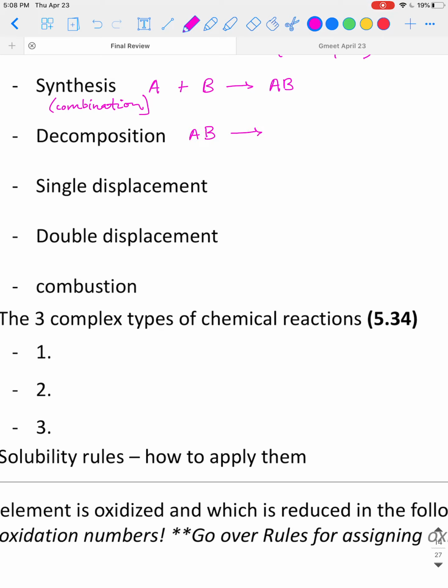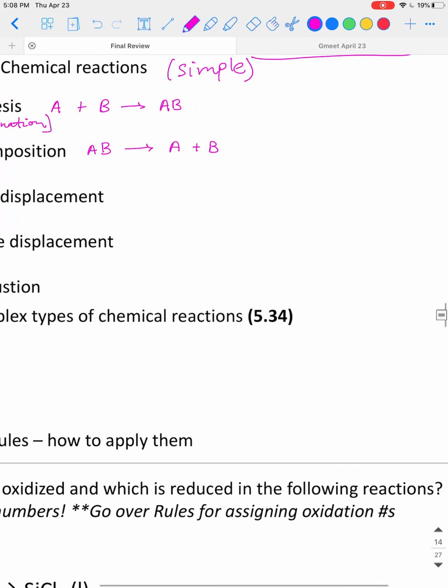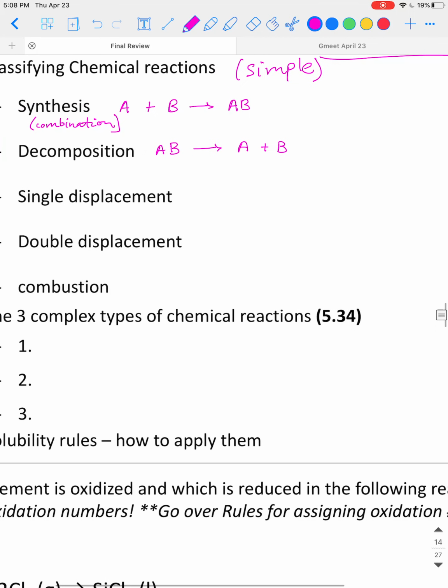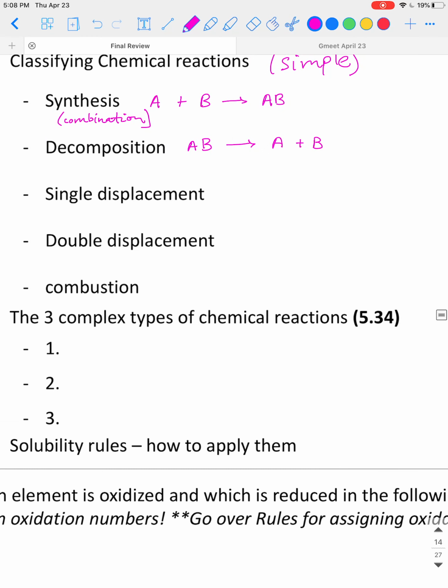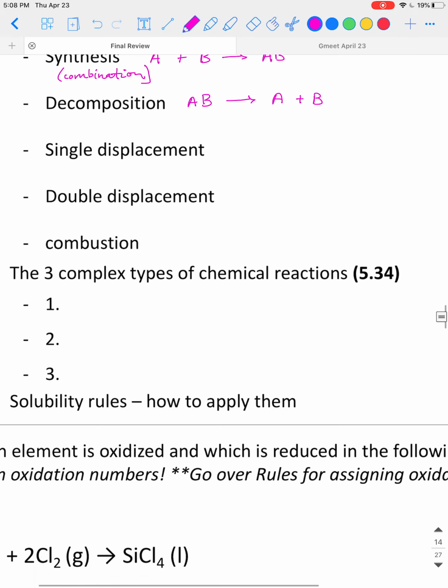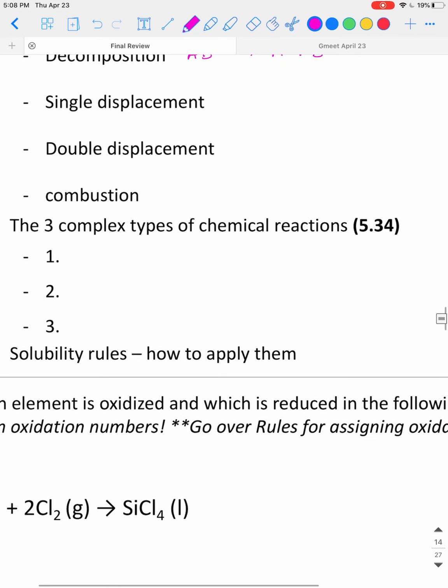Okay, decomposition is just the opposite of synthesis, where we have a compound, such as AB, breaking down into more than one thing. All right? So decomposition. That's a pretty good, straightforward example right there. So decomposition, one thing breaking down into multiple things, is a good example of decomp. So synthesis and decomposition are opposites.